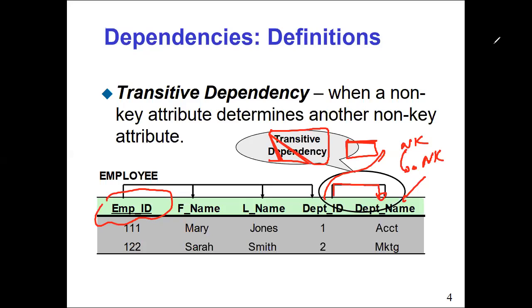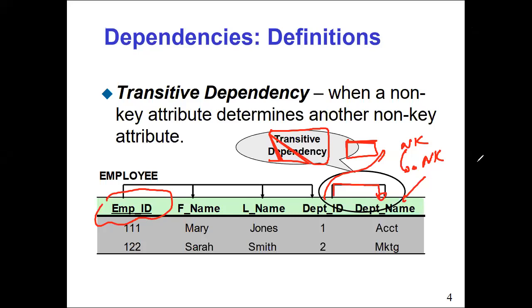One student is asking for partial dependency, is the primary key always composite? Yes, if you have a partial dependency, definitely the primary key will be composite. Then only the partial dependency will come. Otherwise, it will not come, right? So definitely there will be a composite primary key if you find any partial dependency.